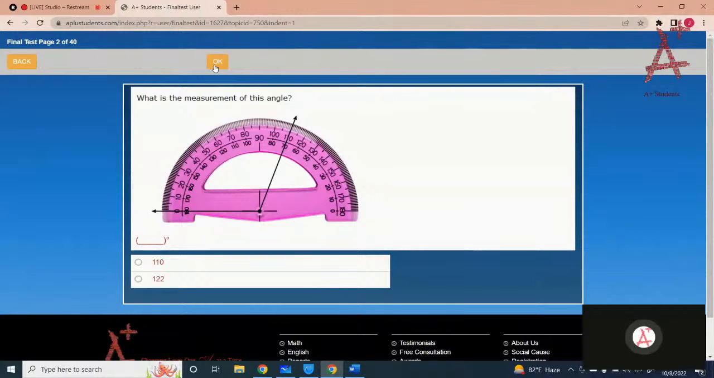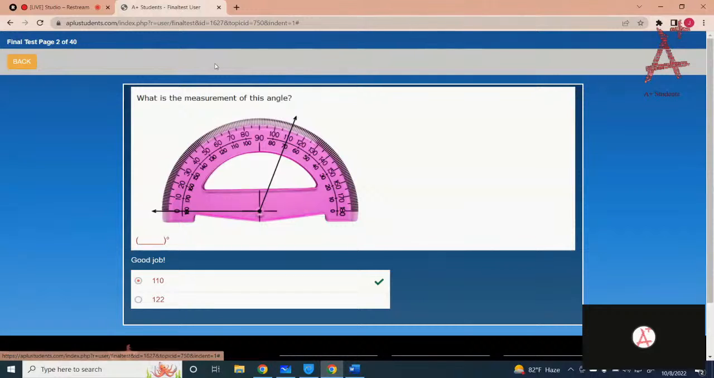Okay, what is the measurement of the angle? So this ray is lined up to 0 and this is lined up here, and it crossed 90 degrees. So here it is on 110 degrees. So it would be 110. Got it?